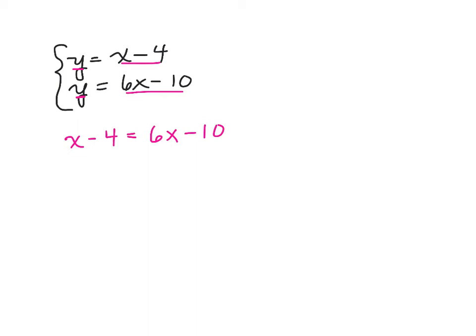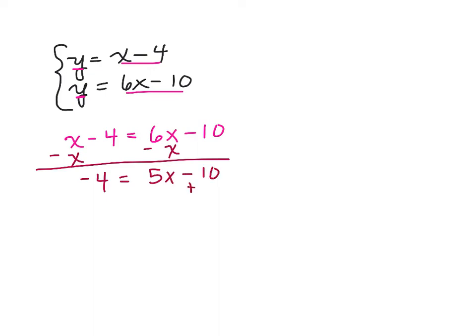So let me solve this. Let me think about moving those x's first. Which one would be more beneficial? Think ahead a couple of steps, like I always say. I think I'm going to move the x first. So I'm going to subtract x from both sides. That's minus 4 equals 5x minus 10.